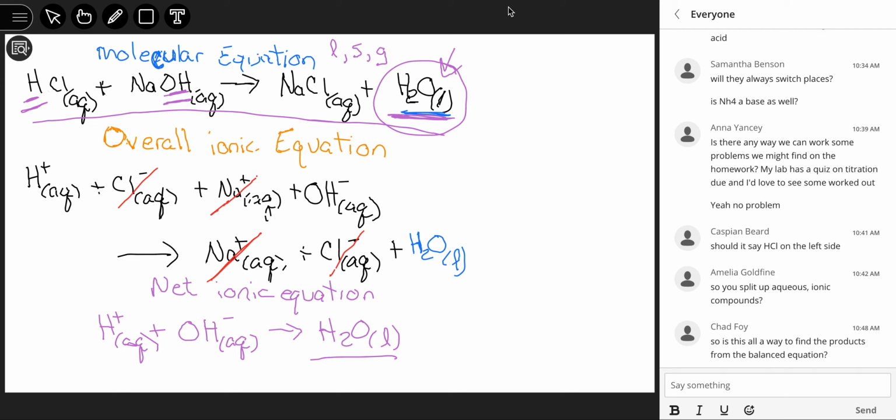So this is the way to find products from the balanced equation. Yes, that's the way to find the product from the balanced equation. That is correct. Now we're going to take a look at titrations.